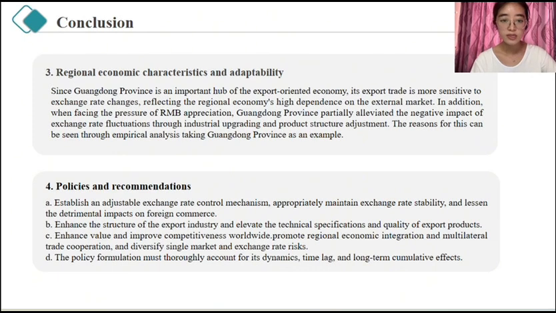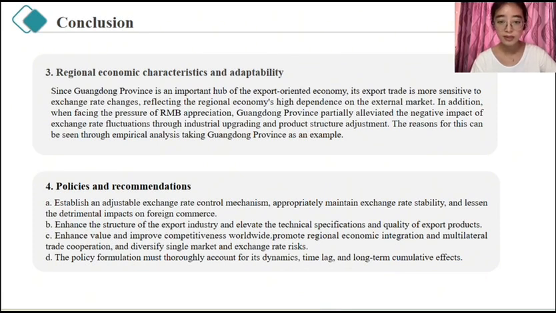Since Guangdong province is an important hub of export-oriented economy, its export trade is more sensitive to exchange rate changes, reflecting the regional economy's high dependence on the external market. In addition, when facing the pressure of RMB appreciation, Guangdong province partially alleviated the negative impact of exchange rate fluctuations through industrial upgrading and product structural adjustment. The reasons for this can be seen through empirical analysis, taking Guangdong province as an example.